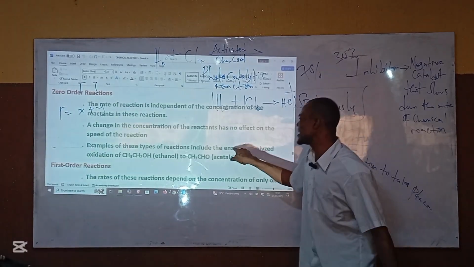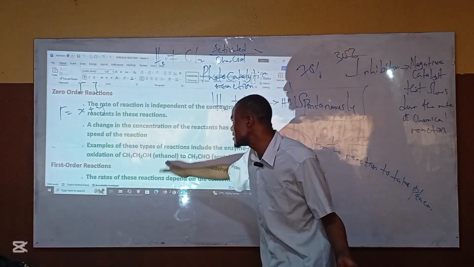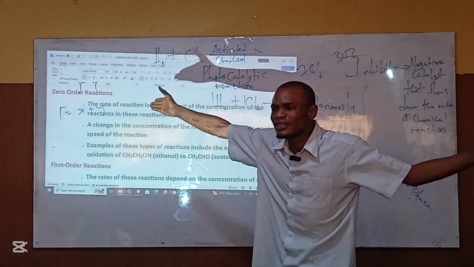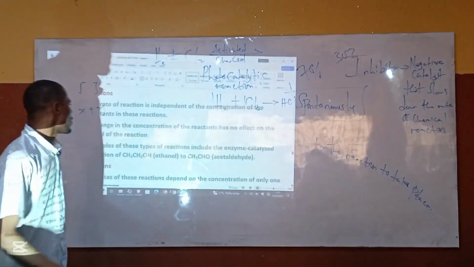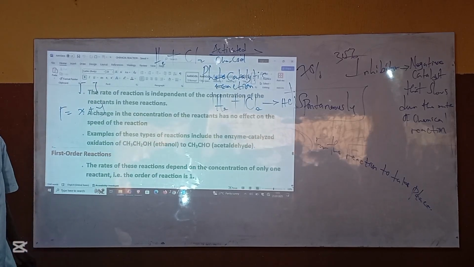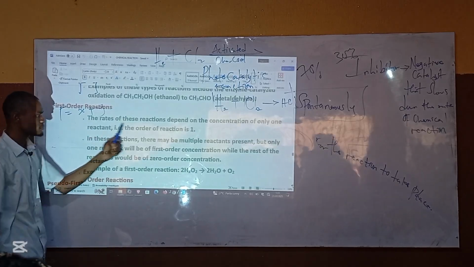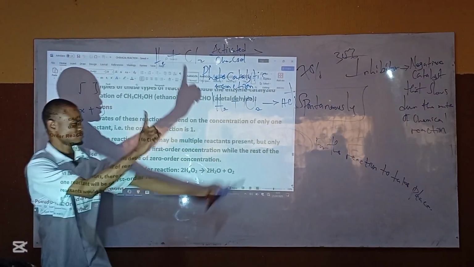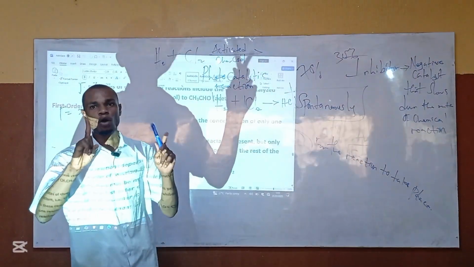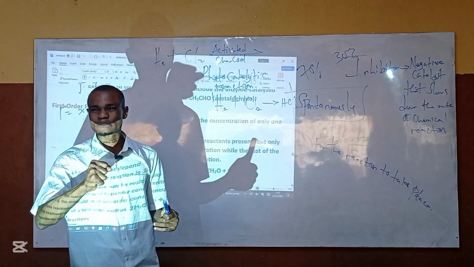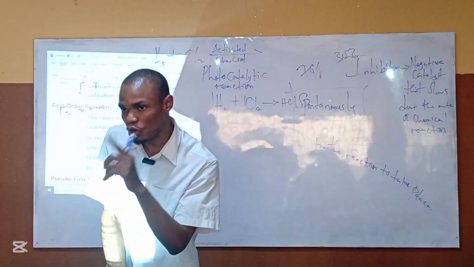Now, you know the enzyme catalyzed reaction. They have used enzyme, they have used catalyst already. And for this, the concentration of ethanol is not relying on the rate at which the reaction will come towards the end. Now, it's a first order reaction. Only one reactant, so that reactant will determine how fast the reaction will be, which is called first order reaction.